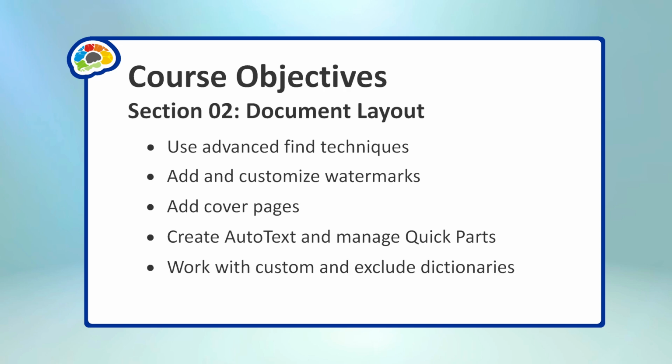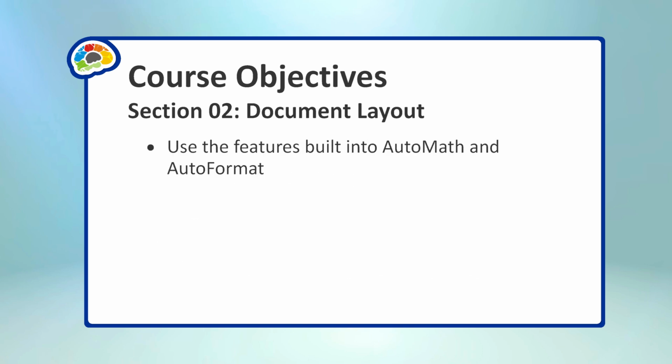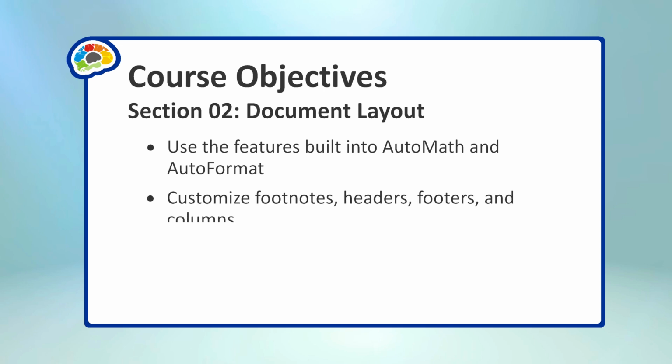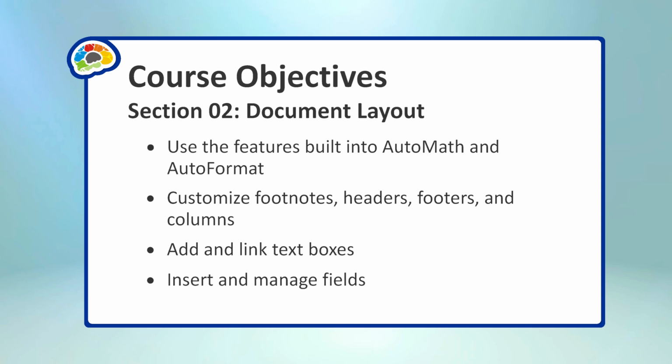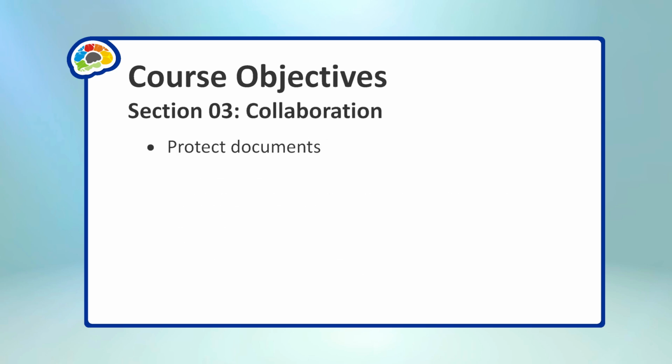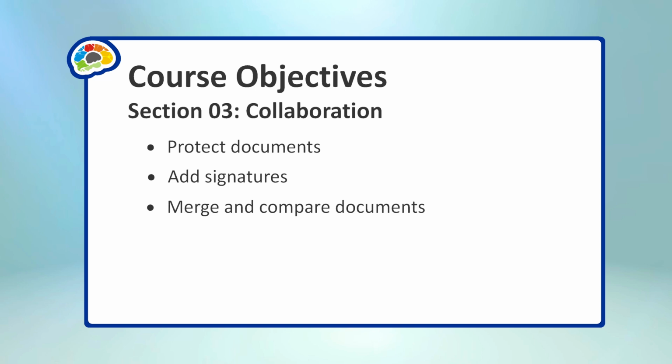Then we'll work with custom and exclude dictionaries and use the features built into AutoMath and auto format. We'll also customize footnotes, headers, footers, and columns. Then we'll add and link text boxes and insert and manage fields. We'll look at protecting documents and adding signatures. Then we'll merge and compare documents and compare versions of a document.